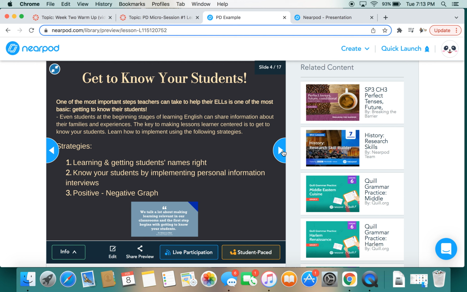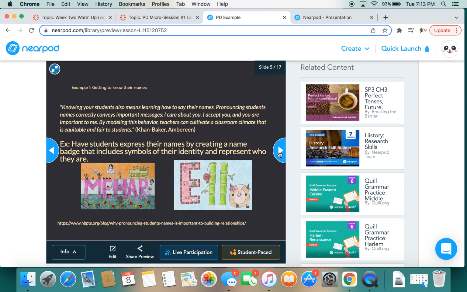Some of the strategies for this are learning and getting their names right, knowing your students and implementing personal information interviews, and creating positive negative graphs. So first off, getting to know their names.